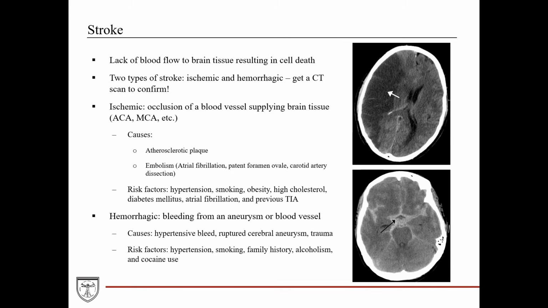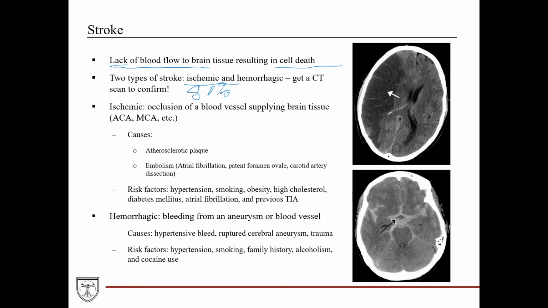So the first thing, stroke. By basic definition, it's a lack of blood flow to brain tissue resulting in cell death. Now, there's two types of stroke. You've got to remember this: ischemic and hemorrhagic. Ischemic is about 80%, and that's what you typically think of when you think of a stroke. That's someone coming in with a blockage.